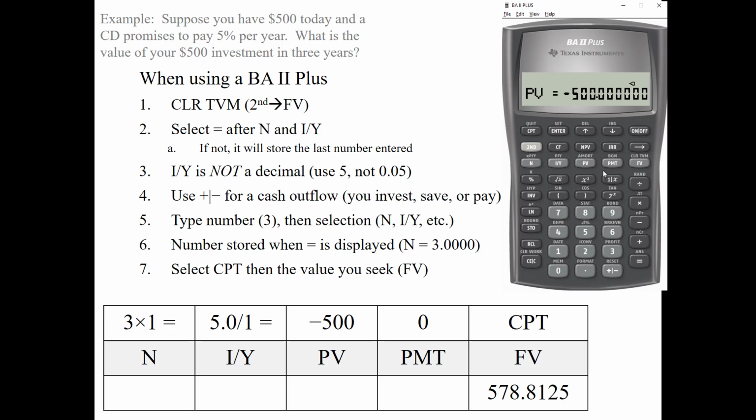In this example, our payment or PMT is 0, so we hit 0, PMT. And we want to calculate or compute our future value, so we hit CPT and FV. And what we see is that we have a future value of approximately $578.81.